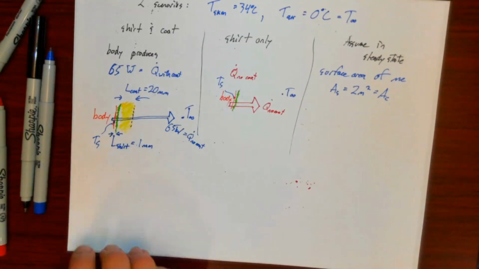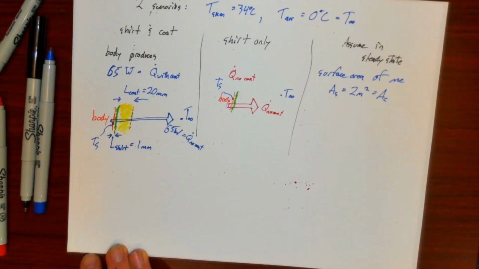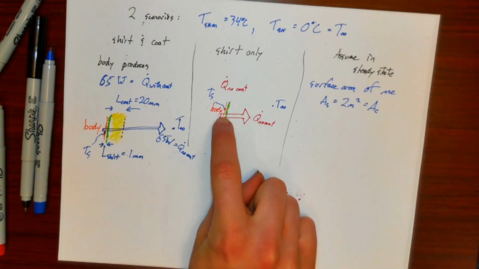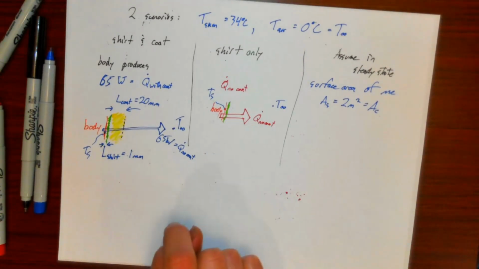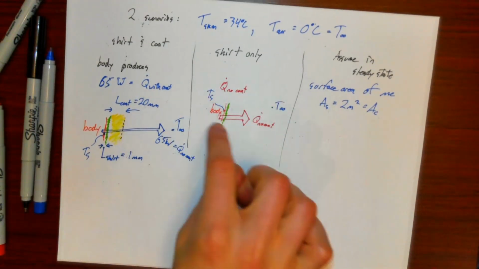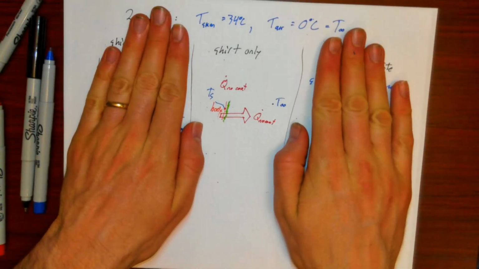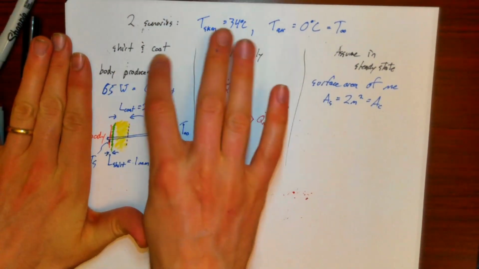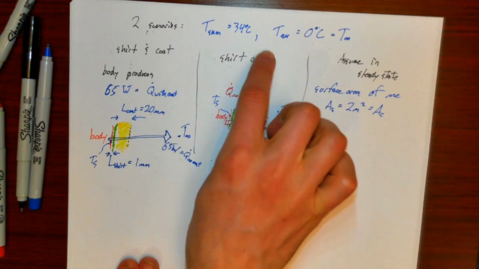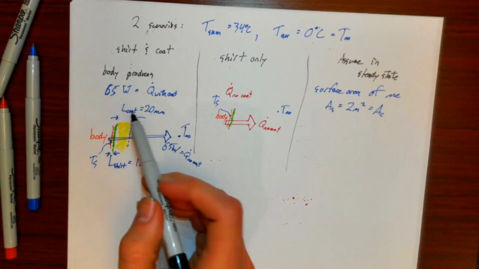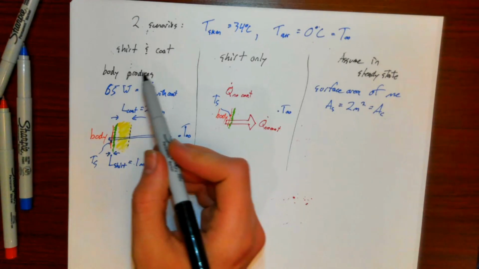So let's figure things out. What's the deal here? Well, I want to figure out how much heat my body is producing with no coat. But I'm not going to have quite all the information I need to just consider the shirt-only case. I'm actually going to need to consider the shirt and coat case to help get some information to figure the shirt-only case. So where are we going with this problem?